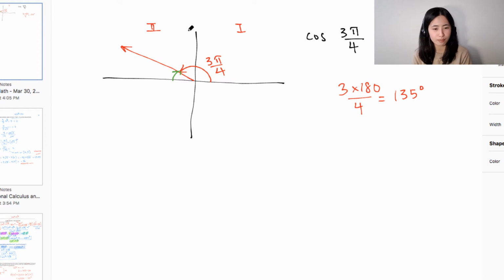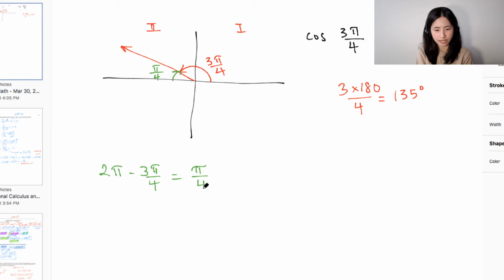So as I mentioned, you know that this is a straight angle, this is pi. So all you do is you take pi minus 3 pi over 4. So you're going to get pi over 4. So you know that this is pi over 4. I know for a fact that this is 2 pi minus 3 pi over 4. So I know that the related acute angle would be pi over 4, and in fact, that's going to be negative.